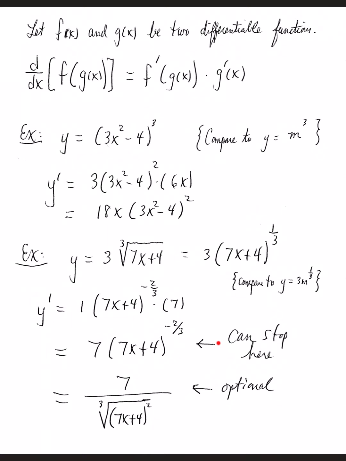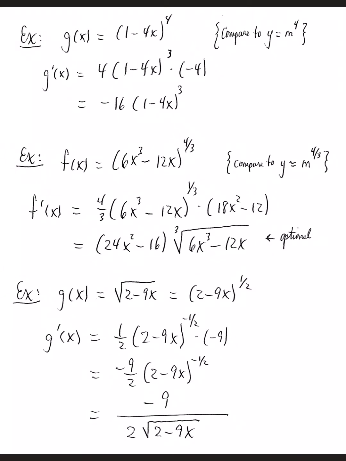It is totally appropriate to stop here, so I made a note. You can stop here. If you want to make that exponent positive, you transfer it to the denominator, so 7 over, and then that will be the cube root of (7x plus 4) quantity squared. This part is optional.